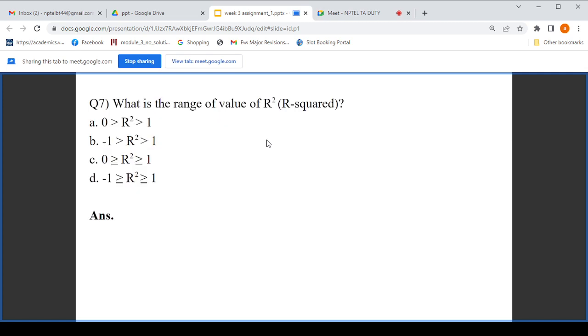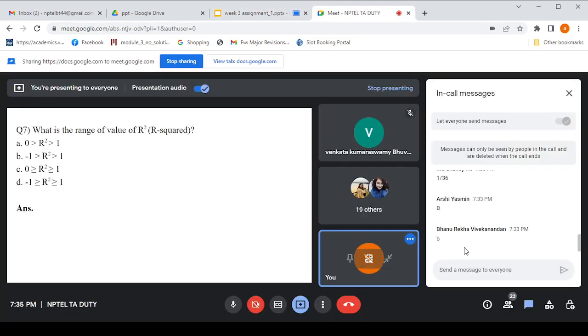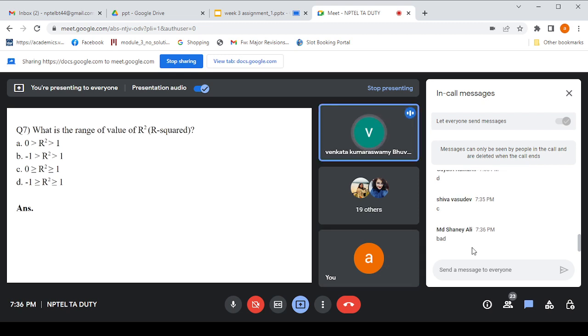So now the next question, what is the range of value of r square? Can anyone tell me, if r square value is 0.76, is it a good fit or a bad fit? Bad fit. It's a bad fit. Okay, and 0.91? Good.